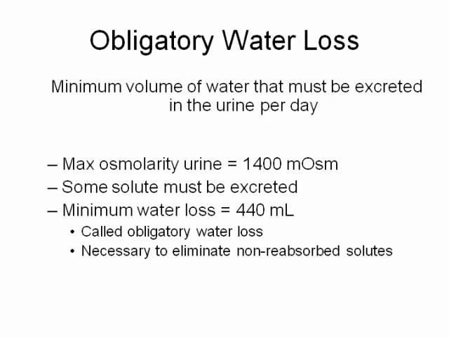Now, there is a certain amount of what's called obligatory water loss. That is, the urine has to have a certain content of water in order to be able to eliminate it through the renal apparatus. So there's a minimum volume of water that must be excreted in the urine per day. As I said before, the maximum osmolarity of urine is 1,400 milliosmoles, and some solute must be excreted. So there is a minimum water loss of about 440 milliliters per day, and this is what's called the obligatory water loss. And this is there to help remove this solute. It's necessary to eliminate non-reabsorbed solutes.